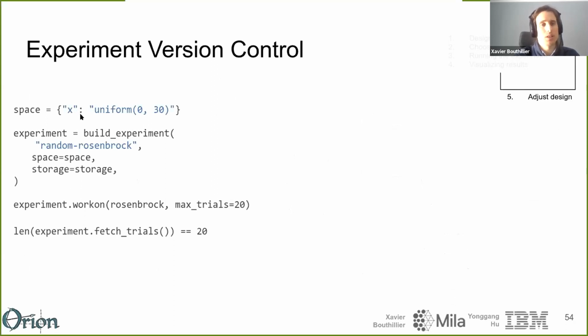Now, how to use it. I'm reusing here an example from previous slides. So we add this space, we build the experiment called random Rosenbrock, pass the space here, the storage, which was the PickleDB, so file system based. Then we do the optimization for 20 trials. And now if I call this fetch trials method, it will say that I have 20 trials in the experiment.